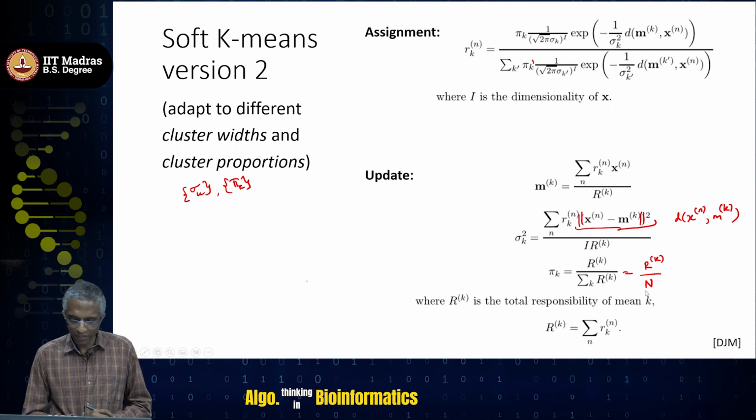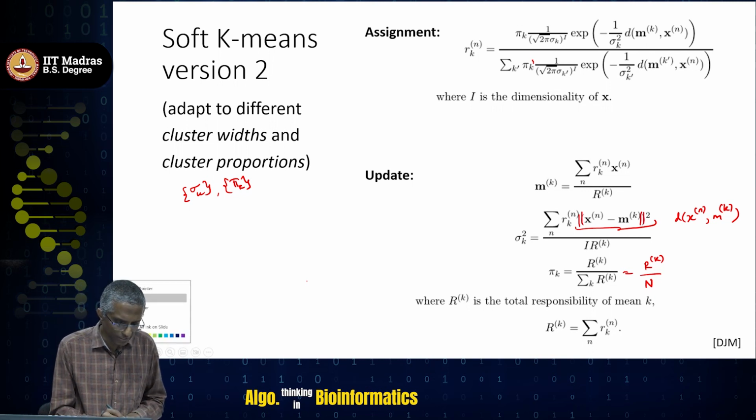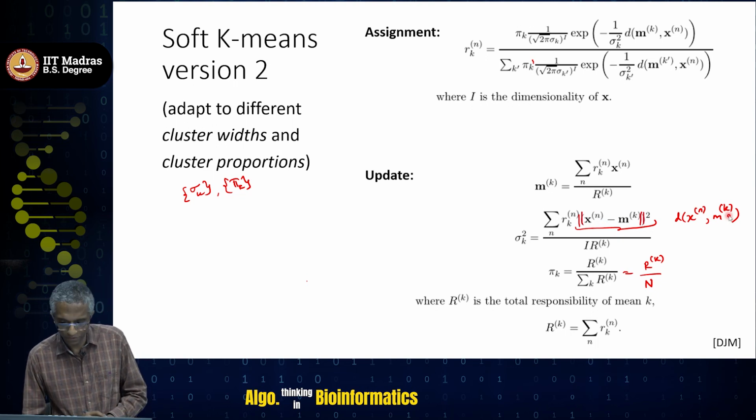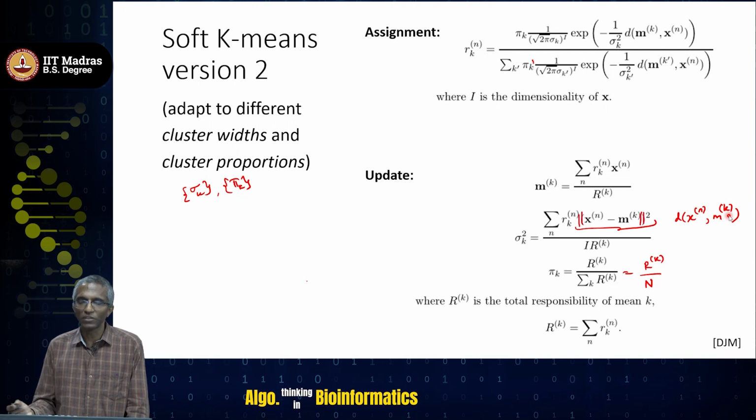The only thing is that you have to be careful with what the sample variance is. The sample variance is again the weighted sample variance, r k of n divided by r of k, but there are I dimensions, so there is this additional 1 over I factor, and then you have x of n minus m of k, the squared Euclidean distance, which is written either in this notation or as d of x of n comma m of k, okay? So squared Euclidean distance summed across all the I dimensions, okay?